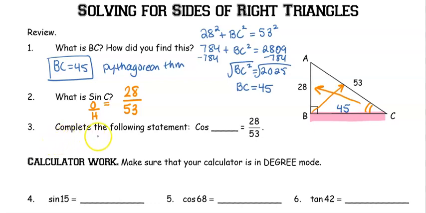And then number 3, complete the following statement. Cosine of what is 28 over 53? This is reminding us that we are looking for an angle. This blank here is asking me to find the reference angle. Cosine, that trig function, is representing the adjacent side over the hypotenuse.